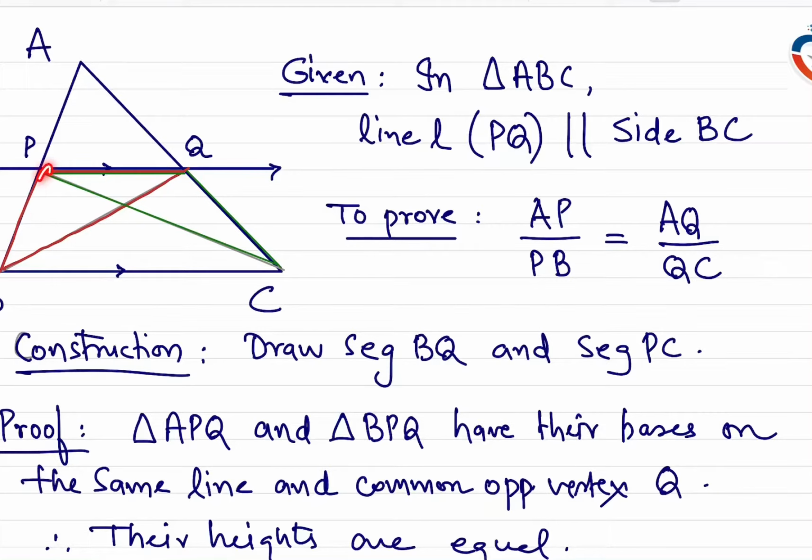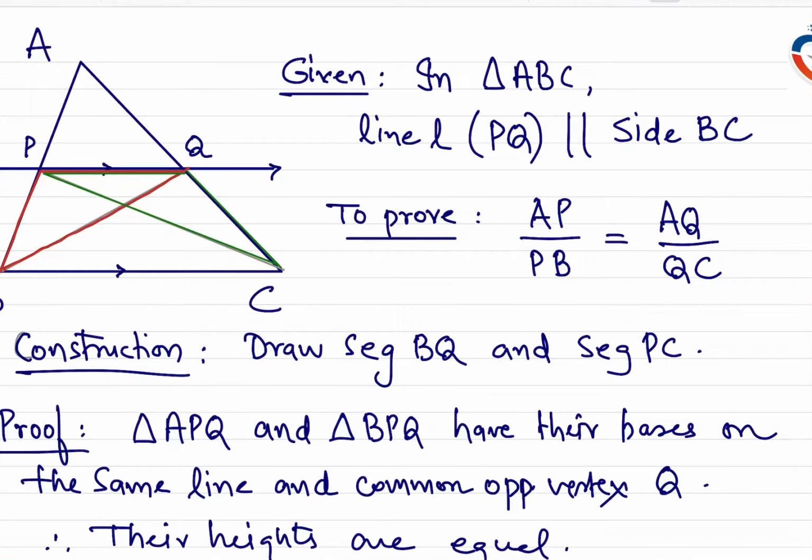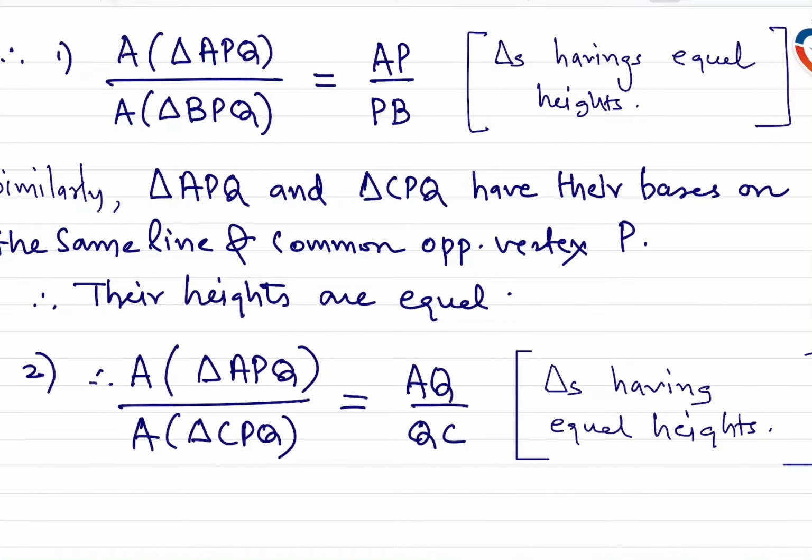So the heights are equal. And both the triangles have the same base PQ. If you see from here, the base is PQ for this and this also. Both the triangles have the same base. So they have equal heights, equal base, areas are equal, right? So let's talk about the other two triangles now. The denominators. We are talking about triangle BPQ and triangle CPQ.